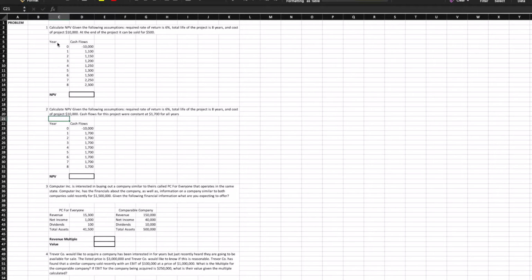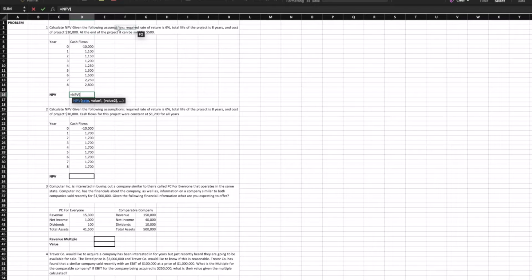So we are given this table of information. Given that table, we can see that this salvage value needs to be added to the last year, because that cash flow comes at the last year, which is year 8. So we can go ahead and add that $500 real fast before we start the problem. So that took that 2,300 to 2,800.